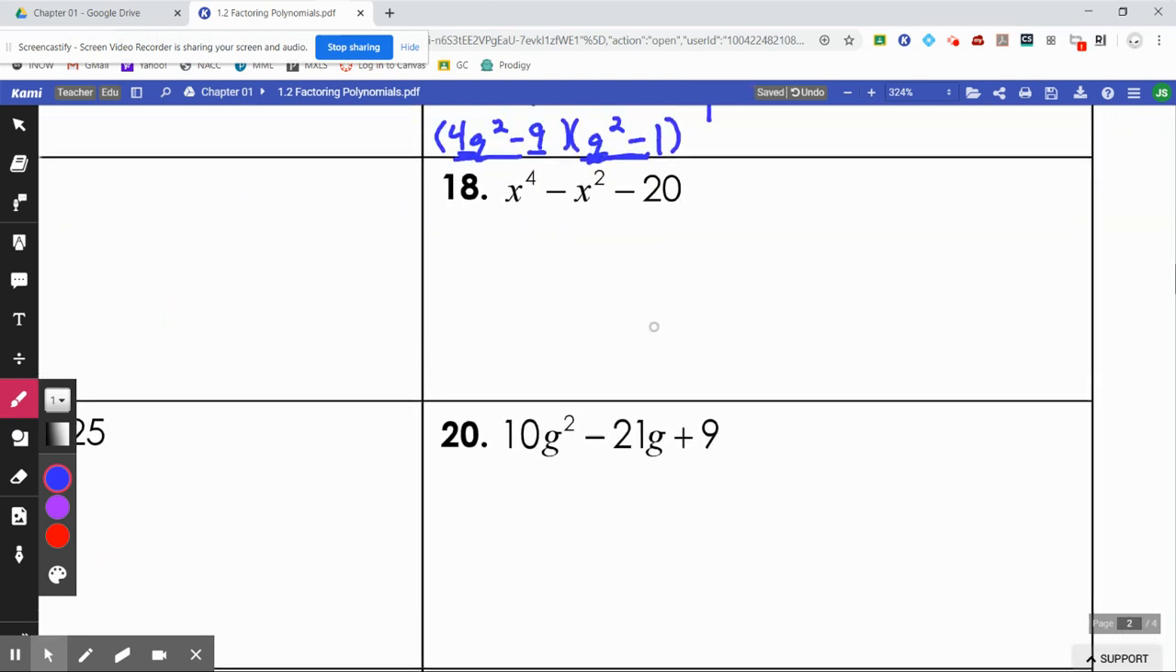Number 18. No number out front, we can use regular factoring. 2 sets of parentheses. What multiplies to give you x to the fourth would be an x squared and an x squared. What adds to give you negative 1 and multiplies to give you a negative 20 would be a negative 5 and a positive 4. Check since this is x squared still.